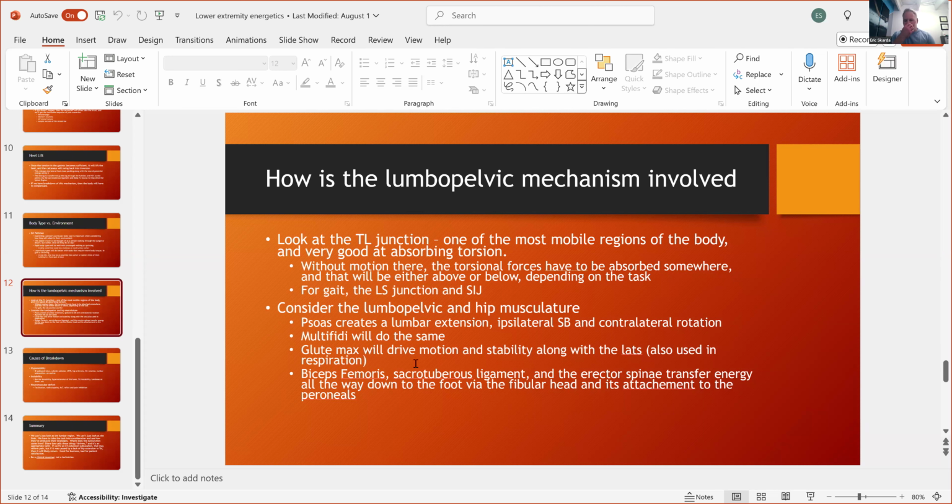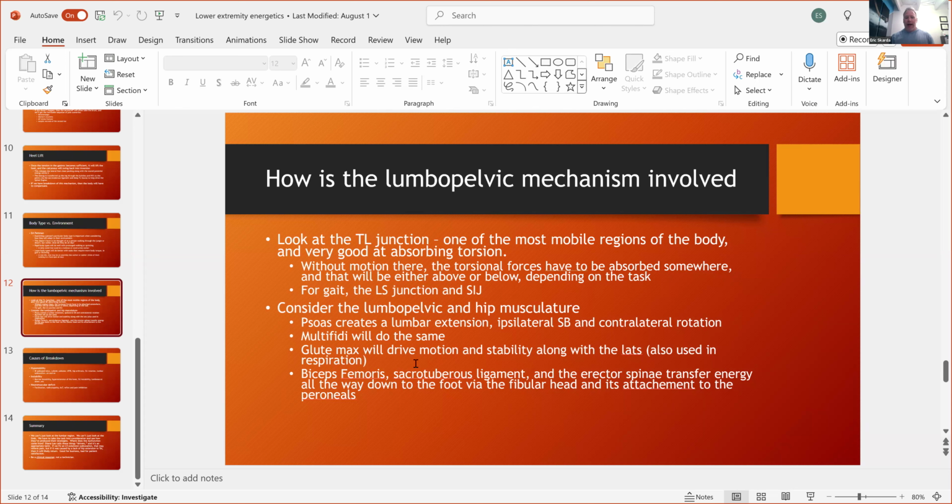All right. So if we're looking at lumbopelvic and hip musculature, we talked a bit about this on the first day that we started going through these slides. The psoas major will create lumbar extension, ipsilateral side bending, meaning side bending to the same side as that individual psoas, and then contralateral rotation, right? So my right psoas major will create lumbar extension, right side bending, and left rotation. Okay, that's our latexion moment that we do consider to be a more functional movement for both the lumbar spine and the TL junction.